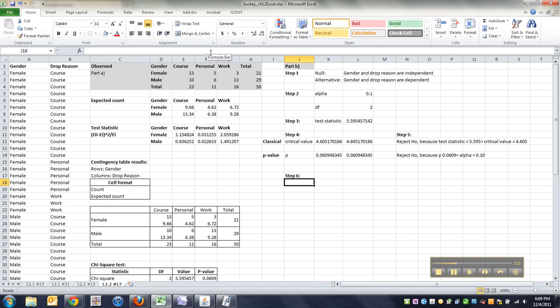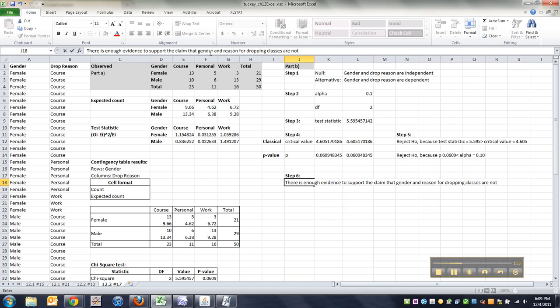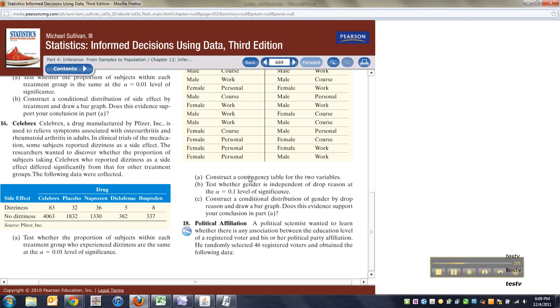All right, so step 6, there is enough evidence to support the claim that gender and reason for dropping a class are not independent. How about this? Are dependent. So men and women drop classes for different reasons according to this. Alrighty, let's see what we got. So I think we've answered all of part B.